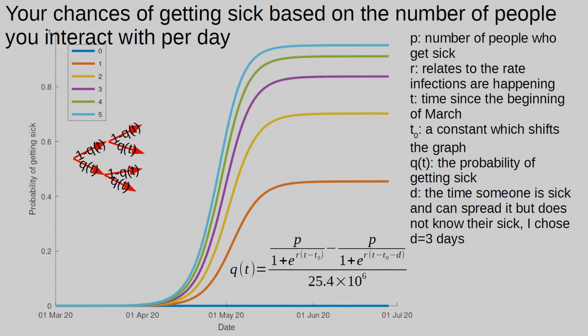Let's look at our individual choices. So what I've done here is I've calculated our individual probability of contracting the disease, assuming we're only going to get infected from those people who don't know they're sick in that 3-day time period, and I've based it on the number of people that we interact with each day. If we personally interact with nobody, we're not going to get sick.